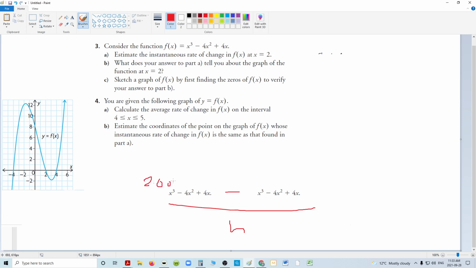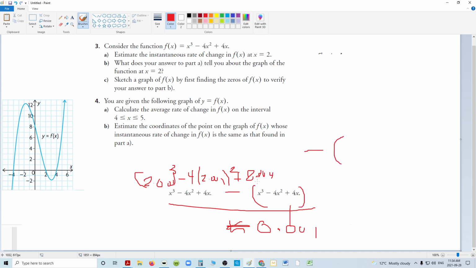2.001, and I'm going to make my h 0.001. So it's 2 zeros. Cubed minus 4 times 2.001 squared plus 4 times 2.001, which is actually an easier one. It's 8.004 minus, so remember that this minus is going to apply to everything in there. So let's keep my minus separate. 2 cubed, 8, minus 2 squared times 4, which is 16, plus 4 times 2, 8.